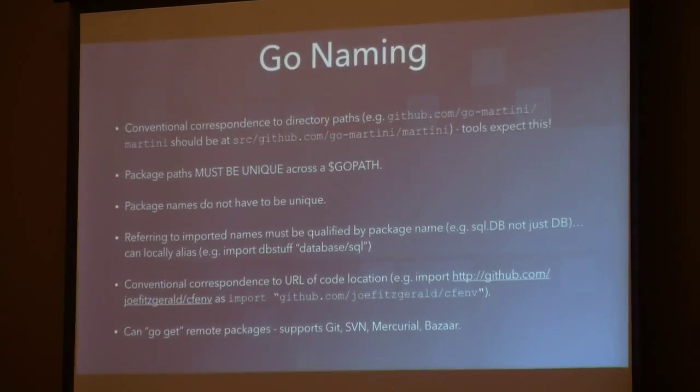Okay. Go has the same conventional correspondence between directory paths and package names. The tools expect that, but package paths have to be unique across what's called a GOPATH. GOPATH is your workspace where all your code lives. You cannot have duplicate paths in there. You cannot have the situation of my code compiles this way, but it doesn't compile this way. It'll only ever compile if all those are unique. When you refer to an imported name, package names don't have to be unique. So I could have a.foo and b.foo. That's okay. You always qualify.